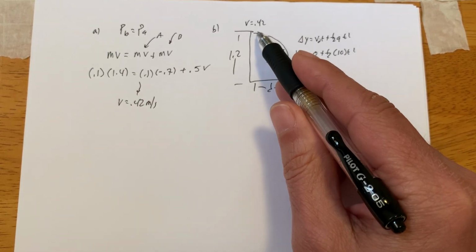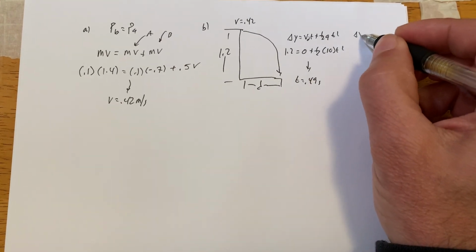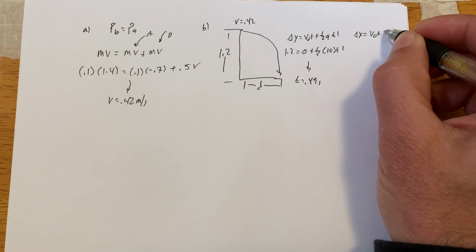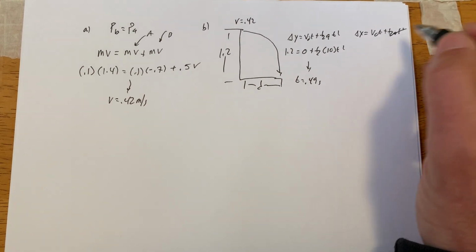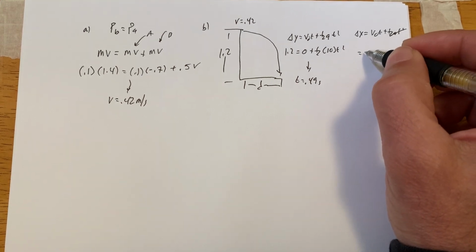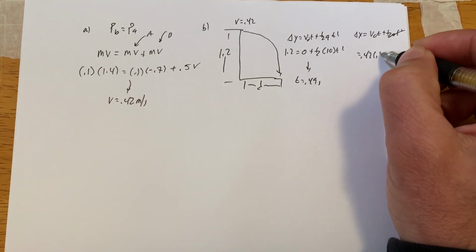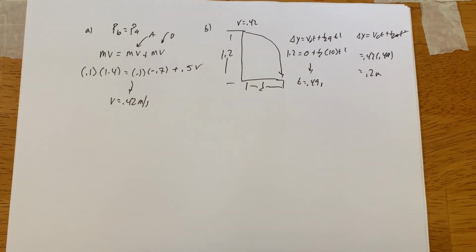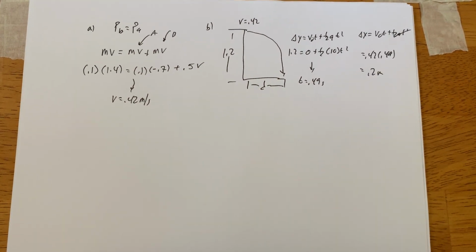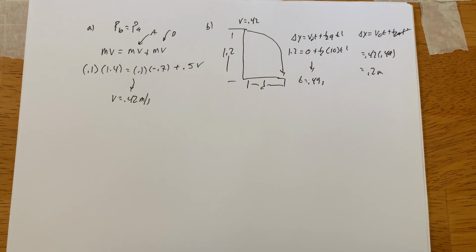I know the speed that it's traveling, and I can say delta x is equal to v0t plus 1/2 a t squared, which is the same exact equation, but I'm using this point right now. So it's going to be 0.42 times 0.49, and I got something like 0.2 meters. So that is B.